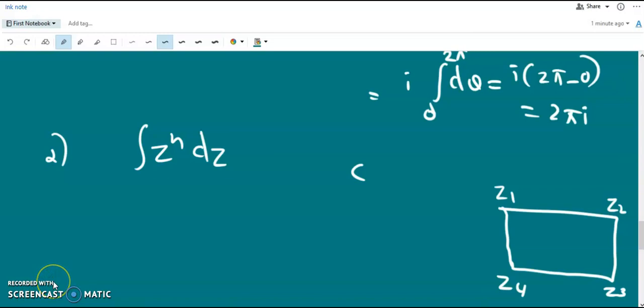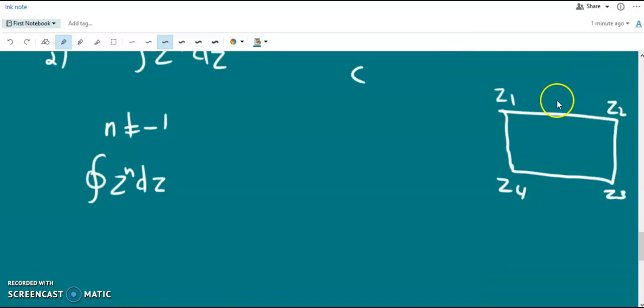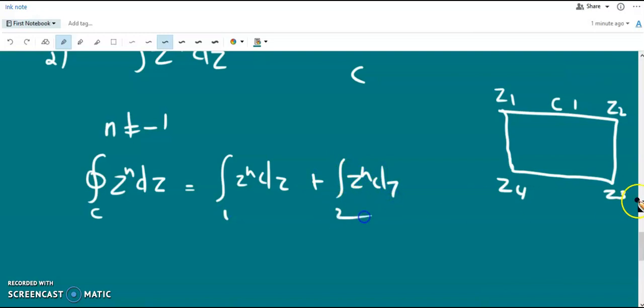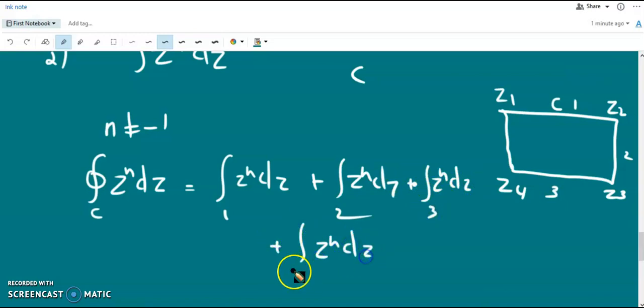So now we can do the problem for n not equal to minus 1. So closed integral z to the power n dz over the contour C can be written as the integral z to the power n dz for line 1 plus integral z to the power n dz for line 2, integral z to the power n dz for line 3 plus integral z to the power n dz for line 4. So this closed integral can be written as the sum of 4 line integrals, and the first line is joining the points z1 and z2.